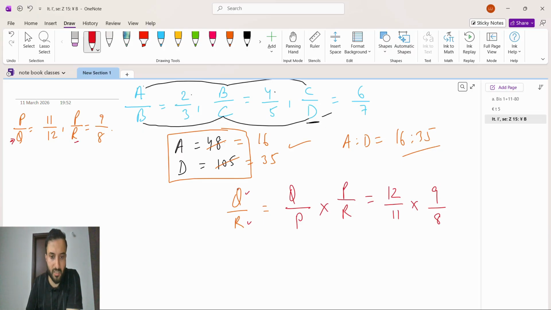Guys, simple thing. Don't get confused. Just check what we have to find: Q by R. Q is in the numerator, so we will change this so that Q comes in the numerator. So we'll do the reciprocal, and the value will also get reciprocal. R is in the denominator, we'll keep it as it is. Khatam. Just check where it will get cancelled.